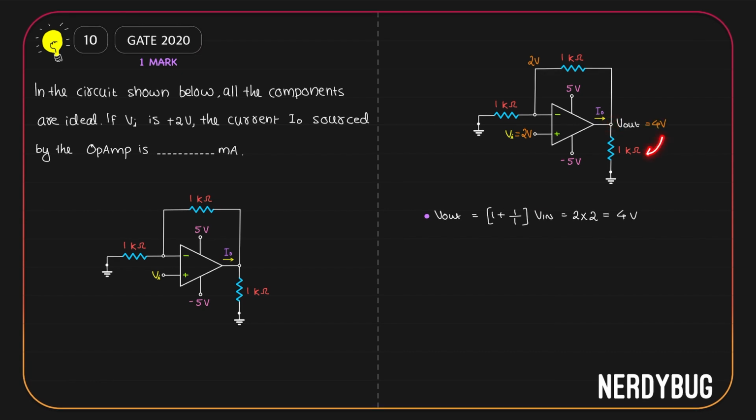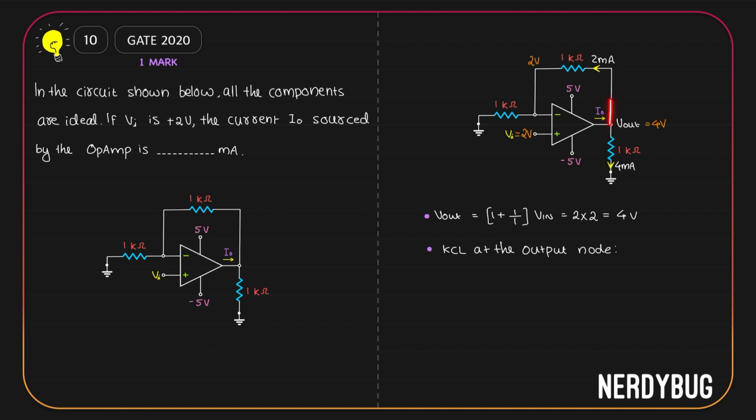For the 1 kilo ohm resistor, it has 4 volt here, 0 volt here. So a current will flow in this direction and it will be equal to 4 by 1 kilo or 4 milliampere. For this 1 kilo ohm, it has 4 volt here and 2 volt here. So a current will flow in this direction and it will be equal to 4 minus 2 divided by 1 kilo or 2 milliampere. Let us apply Kirchhoff's current law at this node, which is the output node.